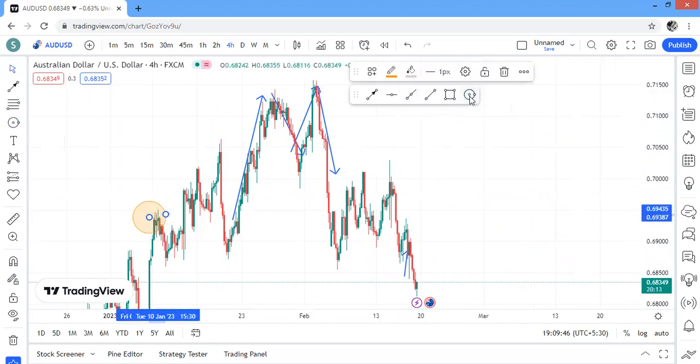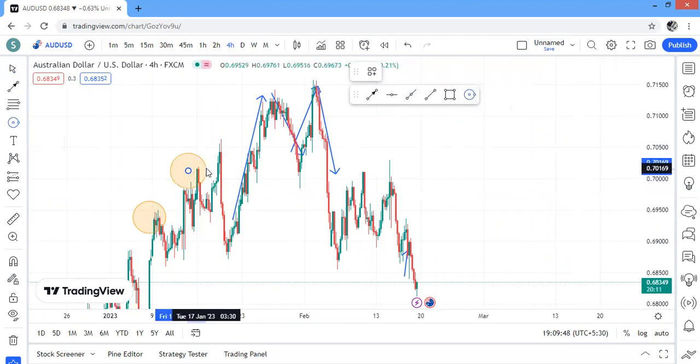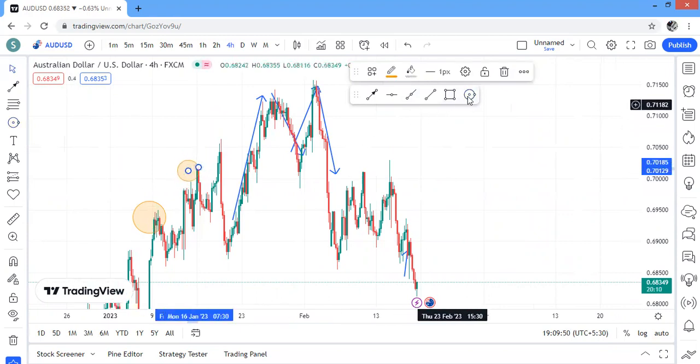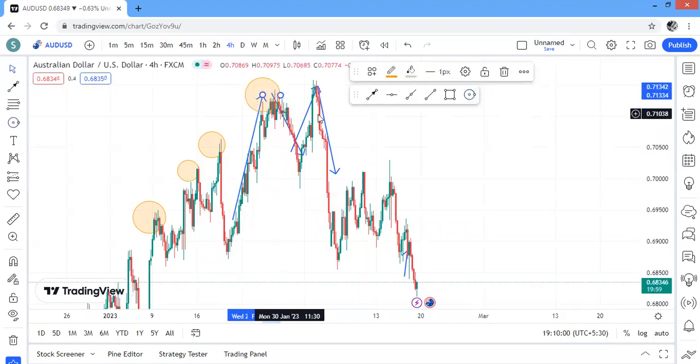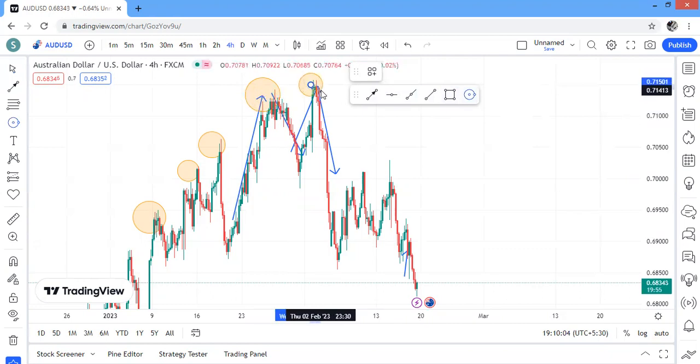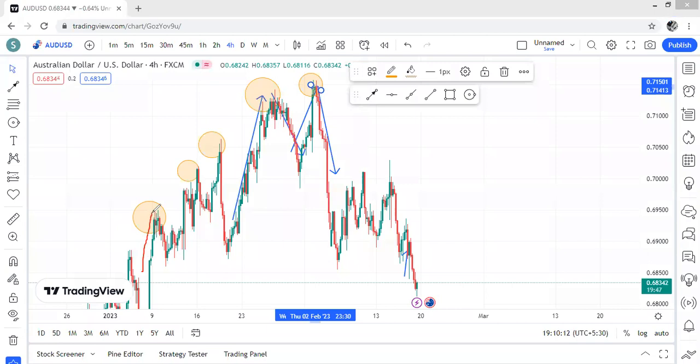I'm marking all my highs. All these are very important highs, guys, and these highs are of course resistance points. Why am I calling them resistance? Let me tell you why. Then of course this is a failed high. If you don't know what a failed high is, make sure you watch all my videos so that you know.